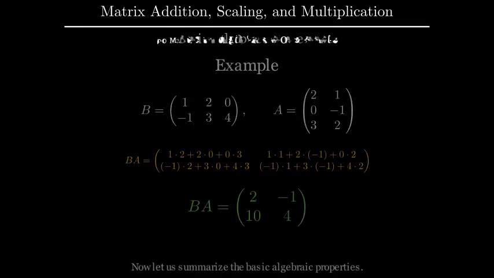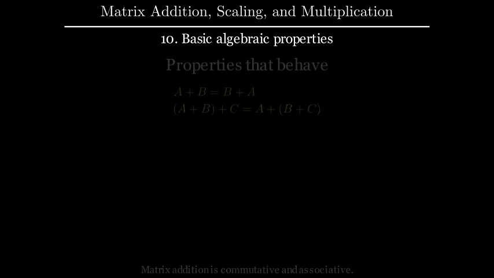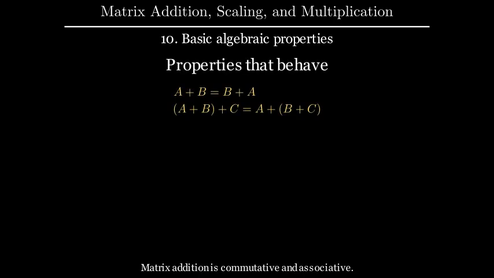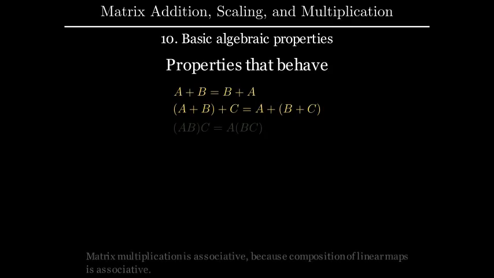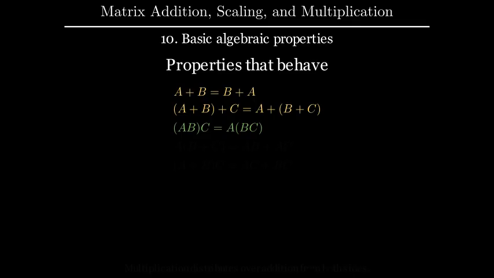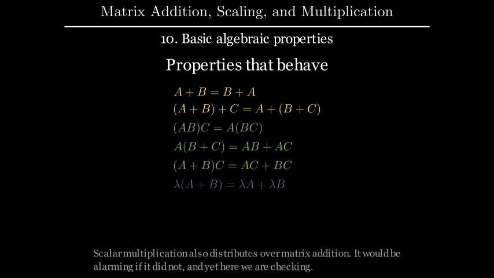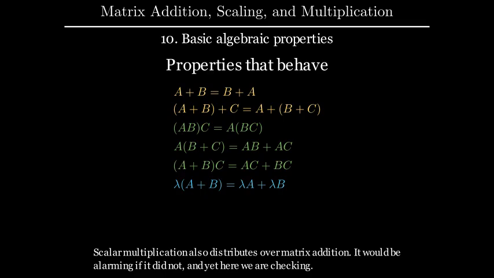Now let us summarize the basic algebraic properties. Matrix addition is commutative and associative. Matrix multiplication is associative because composition of linear maps is associative. Multiplication distributes over addition from both sides. Scalar multiplication also distributes over matrix addition. It would be alarming if it did not. And yet here we are checking.